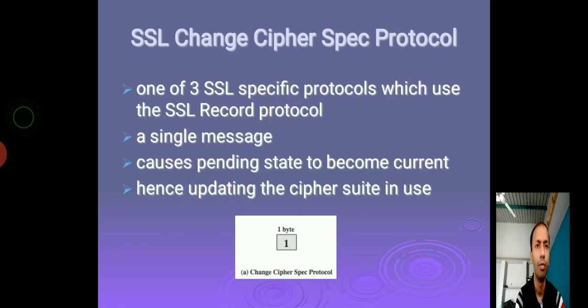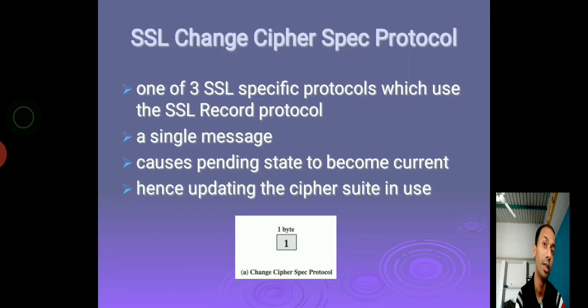Whenever you want to change the state from pending to current state, it is necessary to update the Cipher suite in use. The value of this Change Cipher Specification protocol is 1 byte. So what will happen when the pending state becomes the current state? At that time the value associated with this Change Cipher Specification protocol changes. Hence we are updating the Cipher suite in use from pending to the current state.